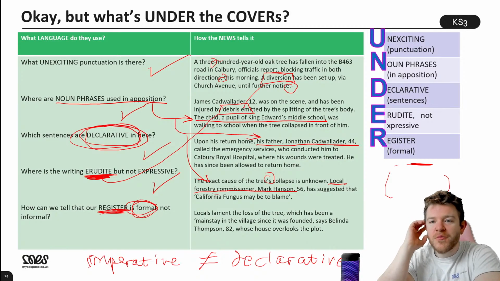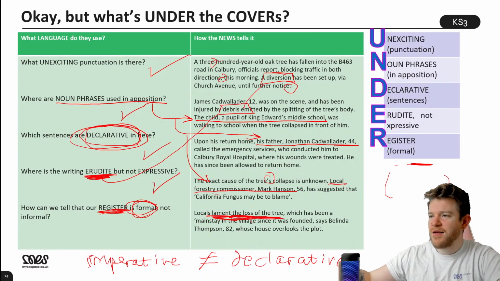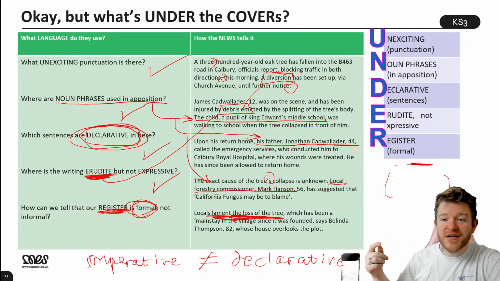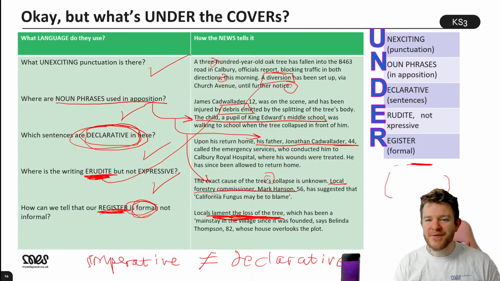Lots of you using examples. Laments, that is an example of formal language. Lament the loss of the tree. If we just stick on this example for a second, lament the loss of a tree, that's the formal version. How might we have said that in an informal way?